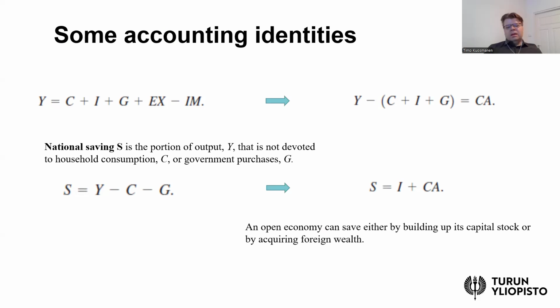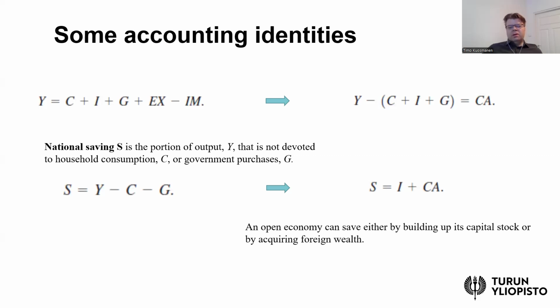It can be helpful also to see how current account relates to national savings. If we define national savings S as the portion of output Y that is not devoted to household consumption C or government purchases, so if we define S as the difference Y minus C minus G, then using these equations, we can also see that the national saving S is the sum of domestic investment I plus current account.